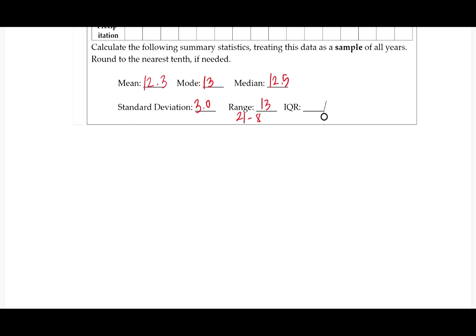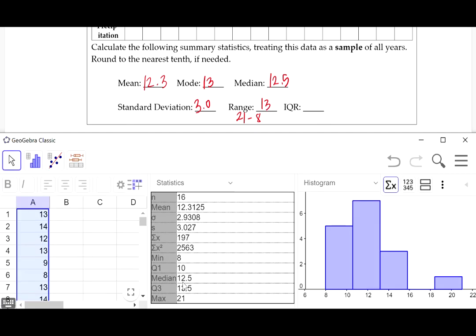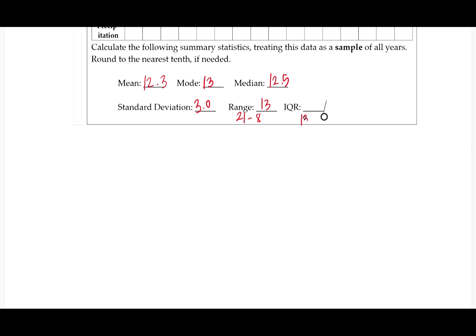And then we can also compute the IQR. IQR is Q3 minus Q1, so we have 13.5 minus 10, which is 3.5. So there are our summary statistics that we used GeoGebra to calculate.